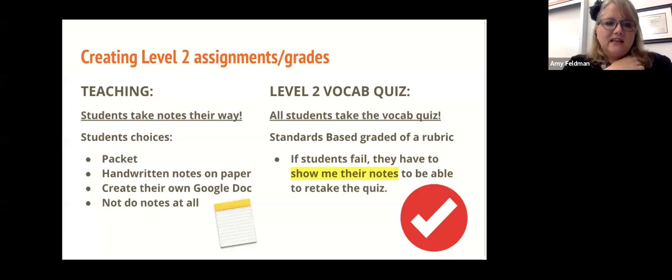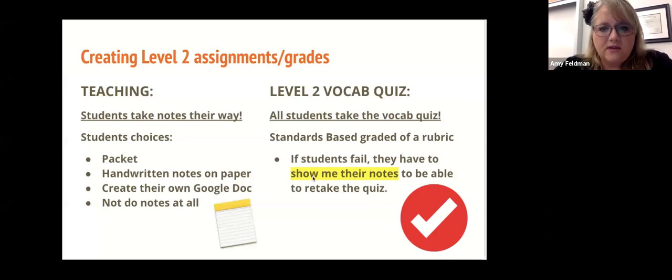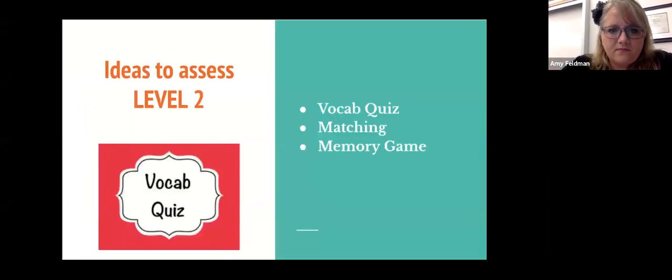Now, if they did their notes on a piece of paper and they didn't write down everything, well, they don't need to write down everything because that's their choice. When it comes to any subject, some students already know something about that subject. So if they feel like they don't need to write that down because they already know it, then that's fine. If they took notes, then they can retake the quiz. So I'm going to show you how to do this.